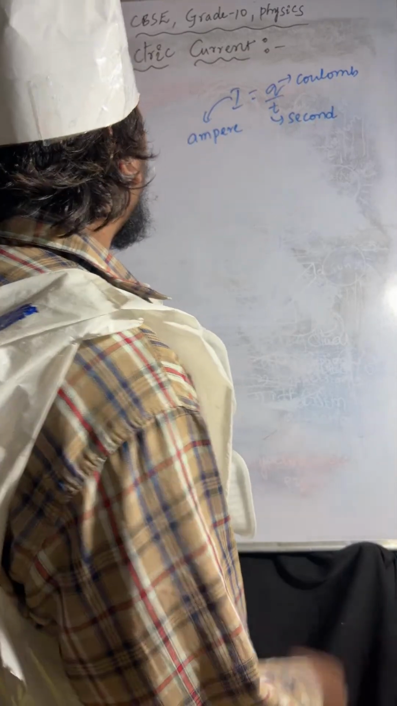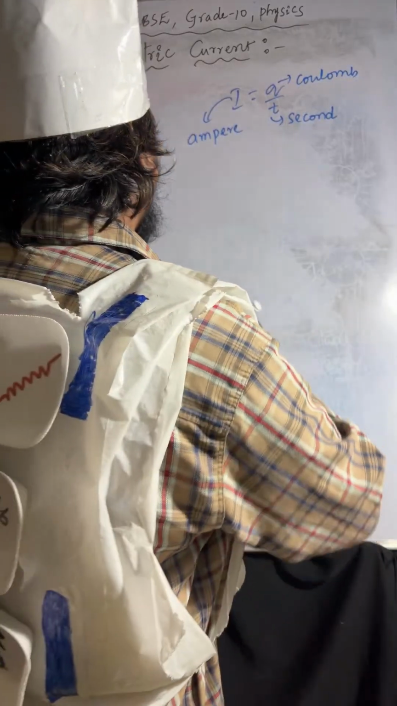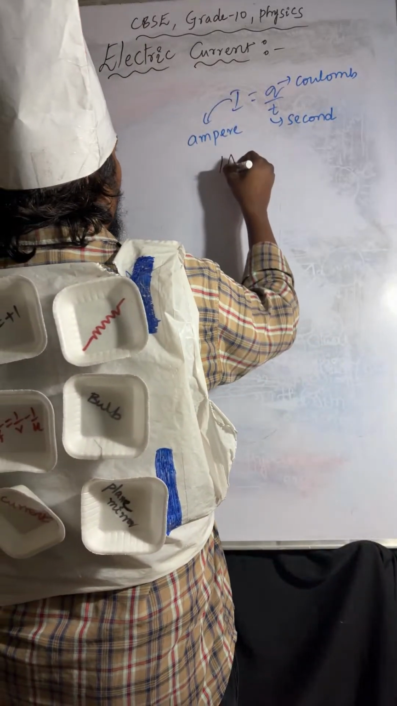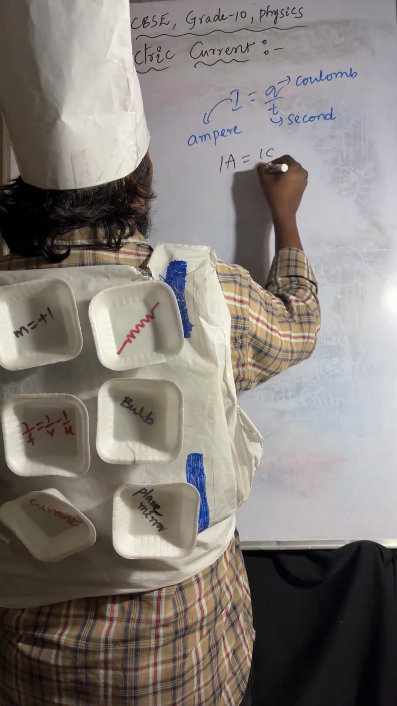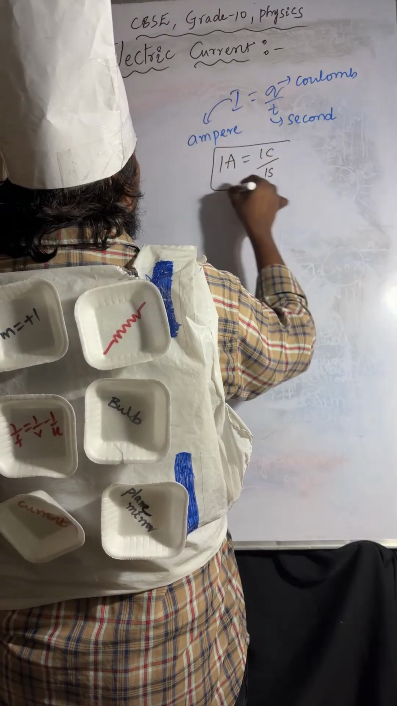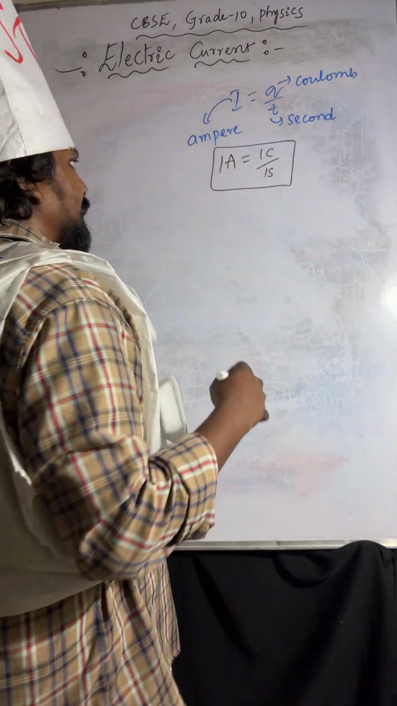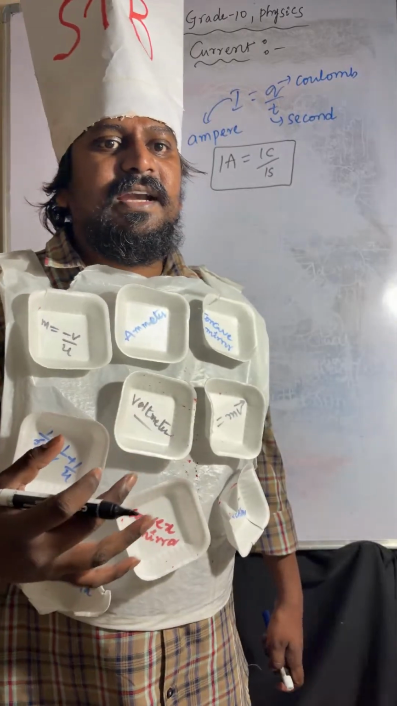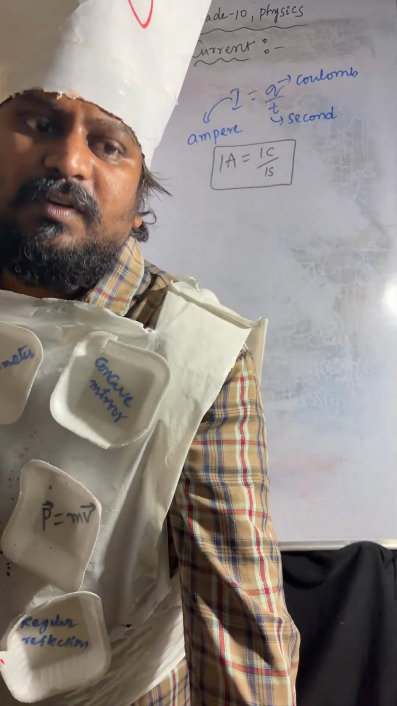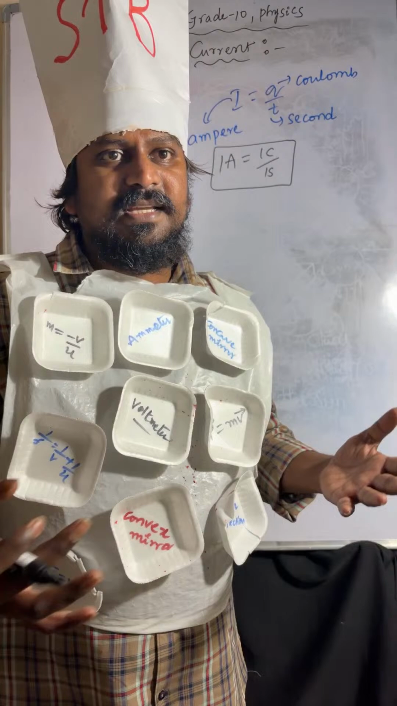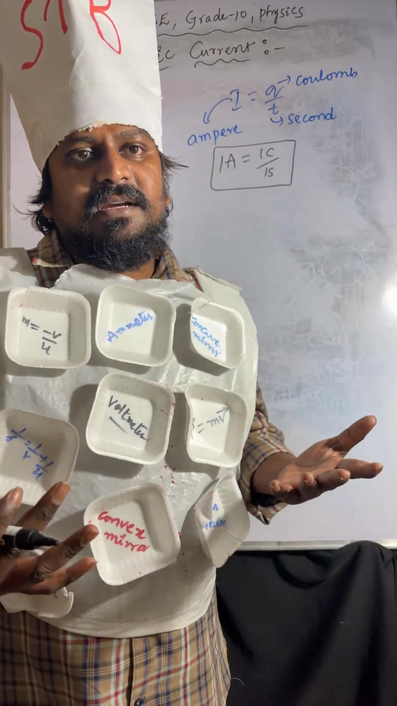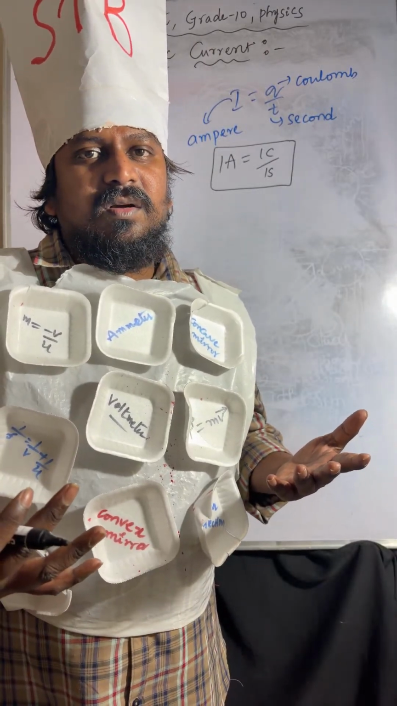Okay, let's start. 1 ampere is defined as 1 coulomb of charge flowing through unit cross section area per second. That is called electric current. Okay.